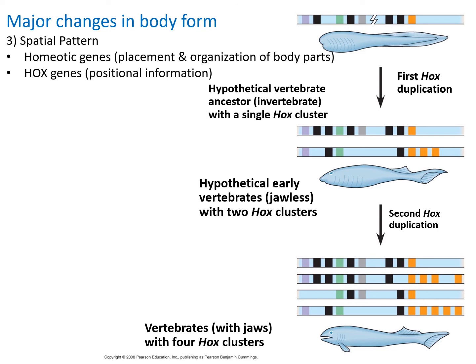So our body is divided into segments. Right? So we have 3 main segments. We have the head, we have the thorax, which is your chest area, and we have the abdomen. Right? And within these homeotic genes, we have specific genes that are called Hox genes. Okay? So these homeotic genes deal with the placement and the organization of the body parts. The Hox genes deal with the positioning.